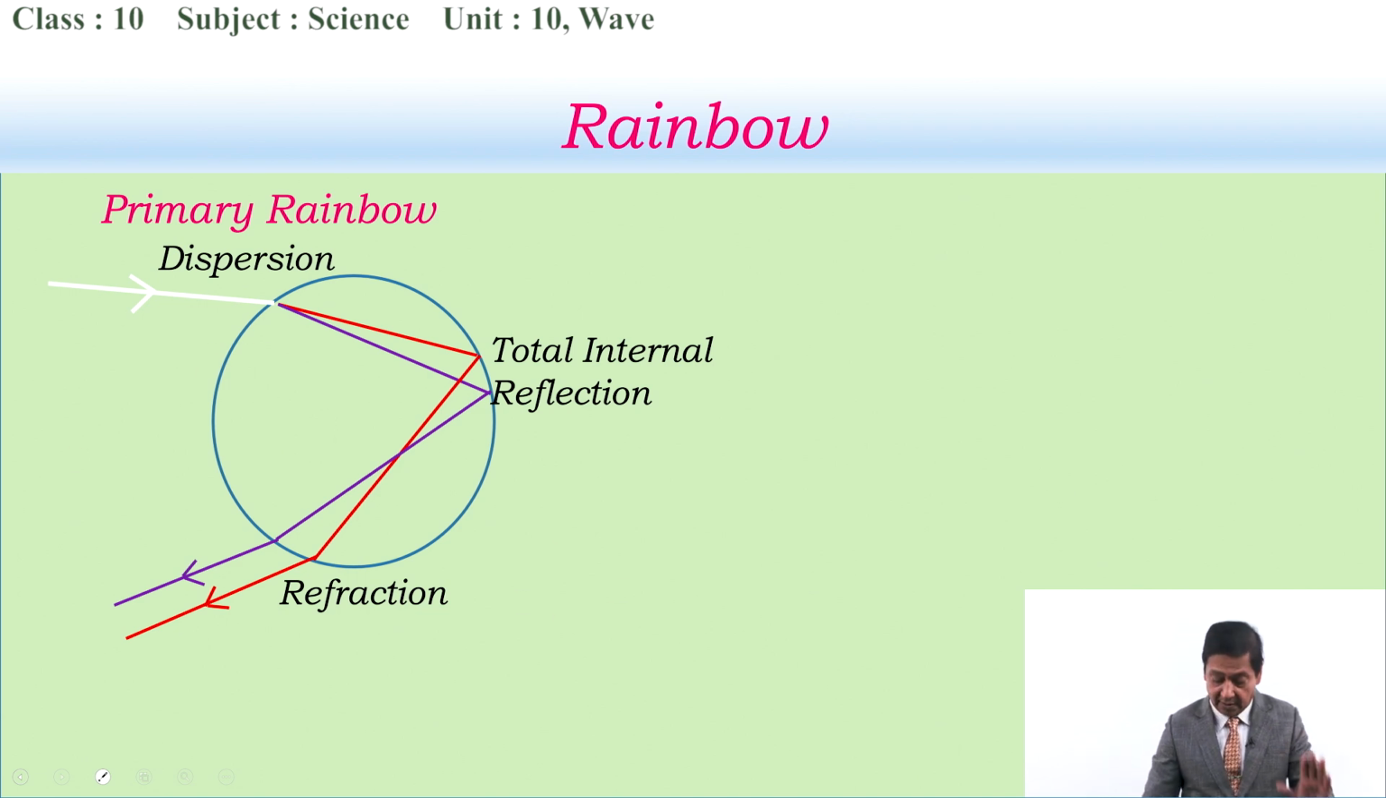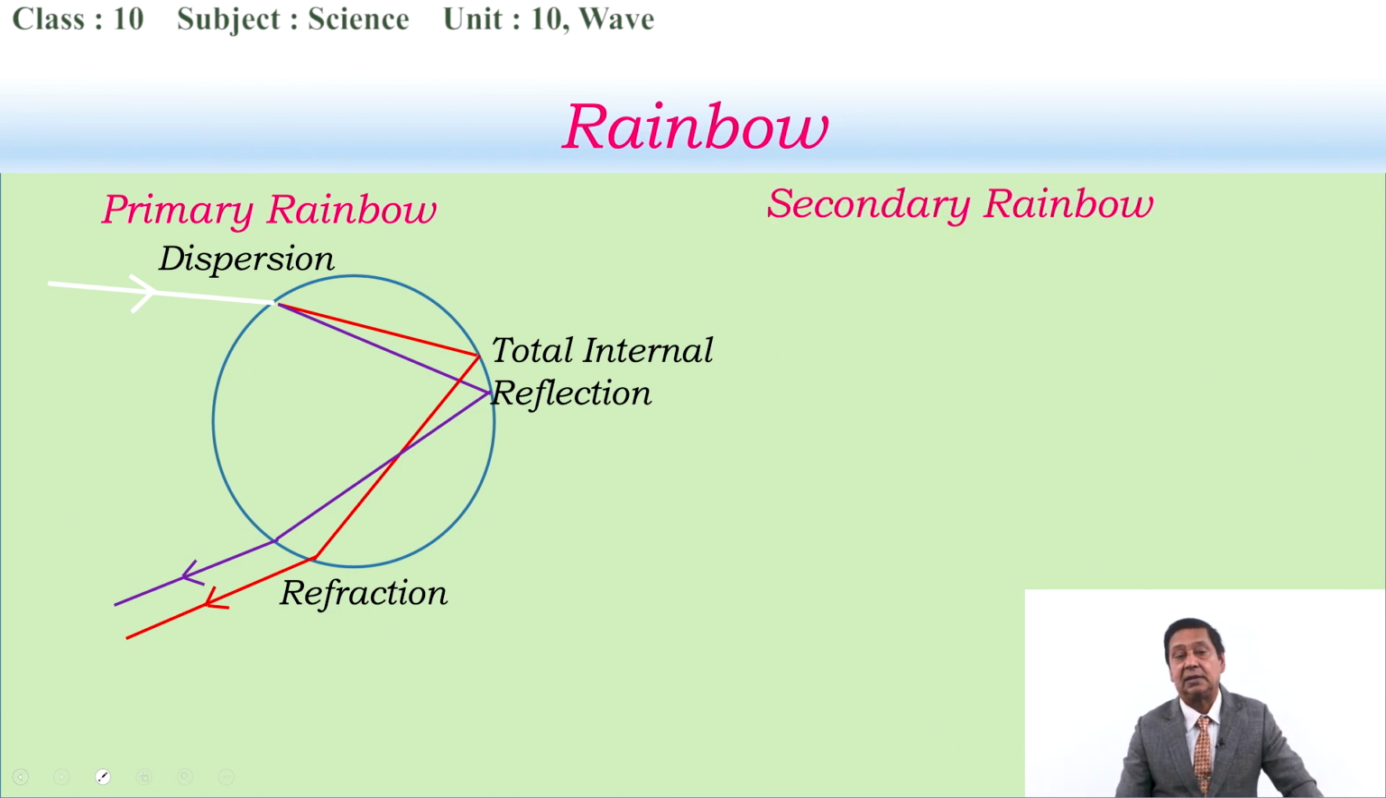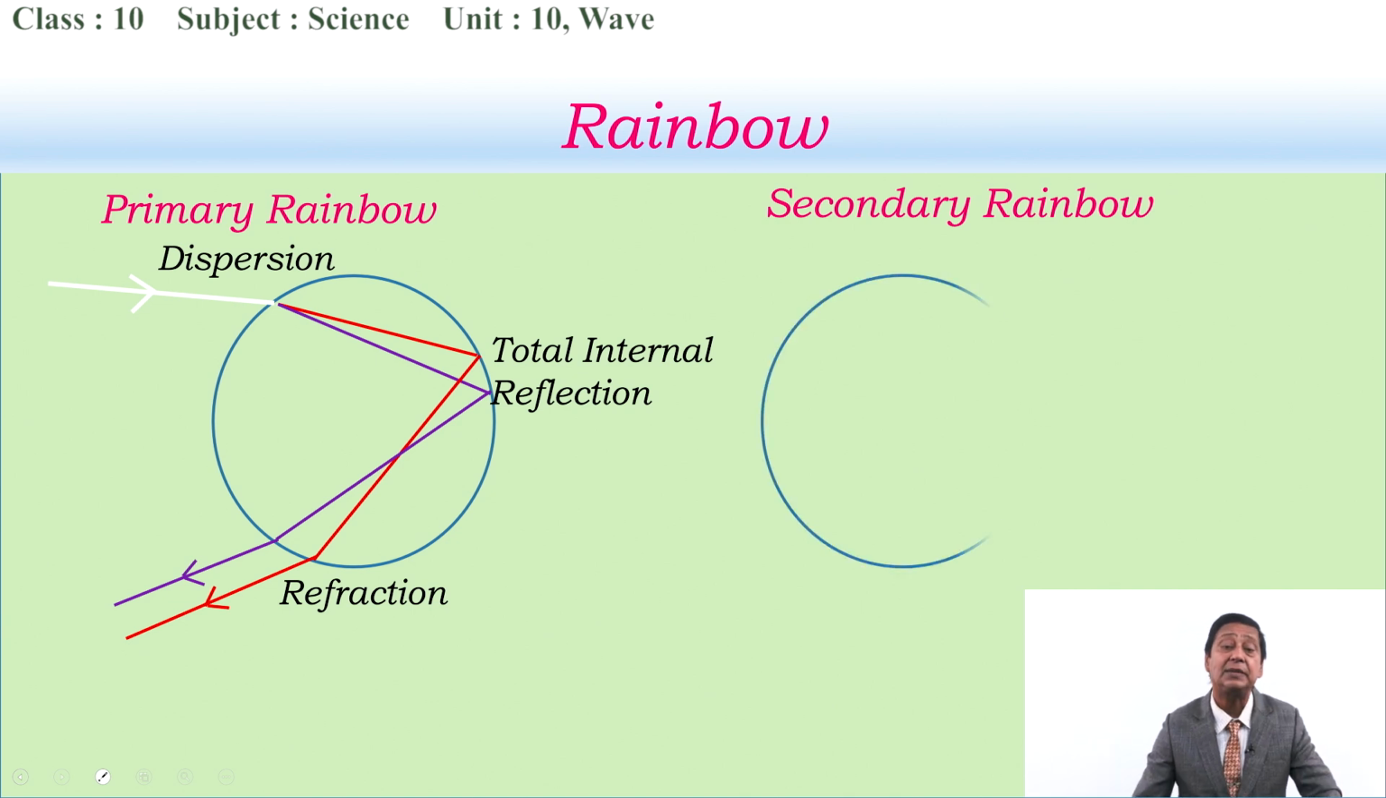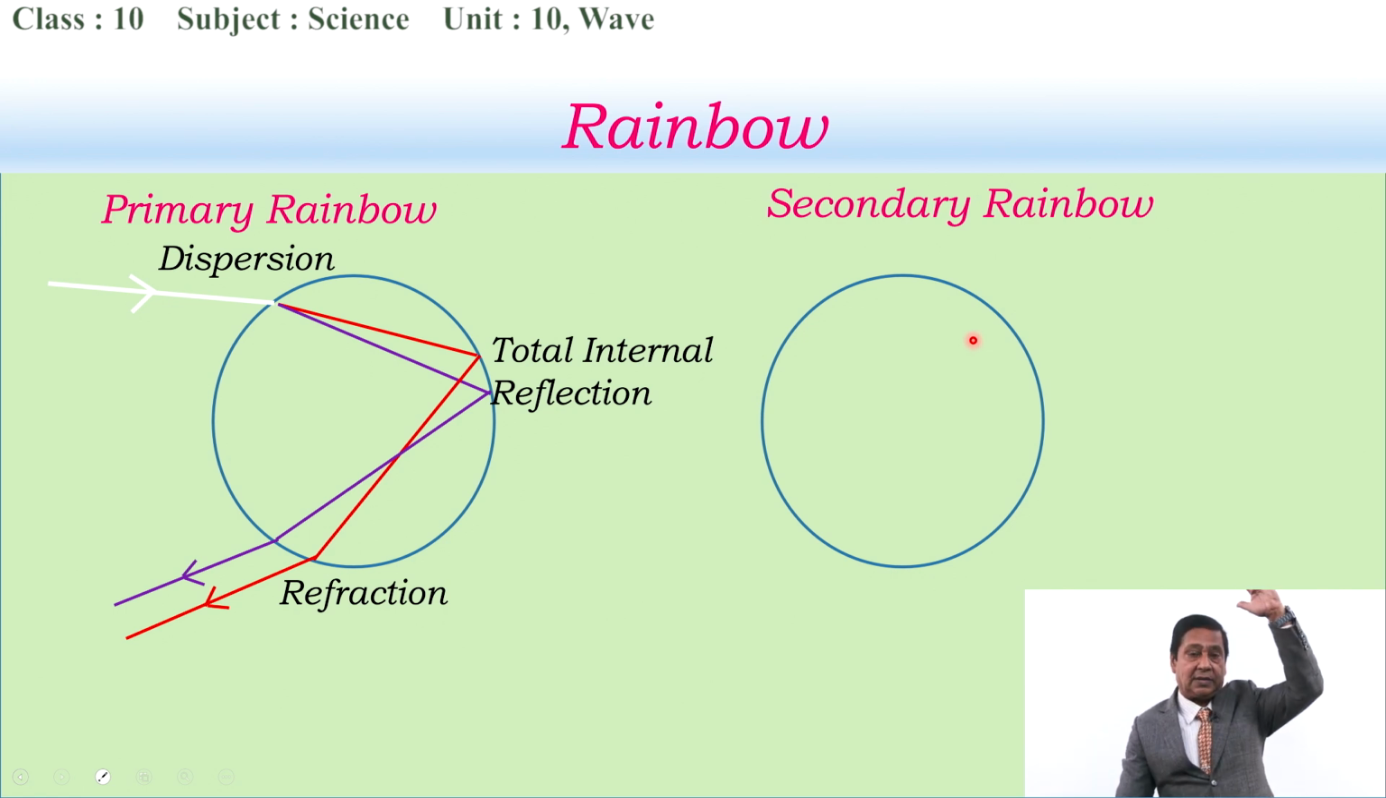Okay, now let's have the secondary rainbow. In case of the secondary rainbow, when light enters, actually this secondary rainbow can be seen at greater height.